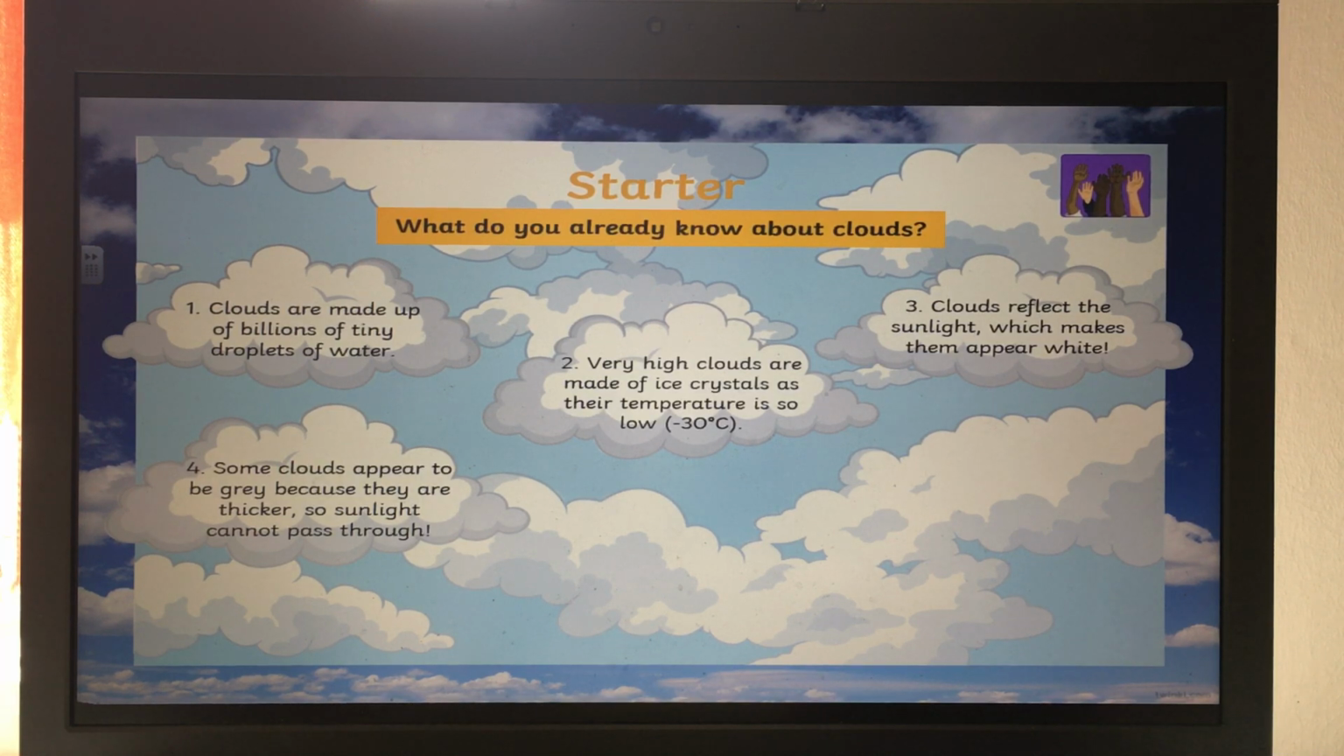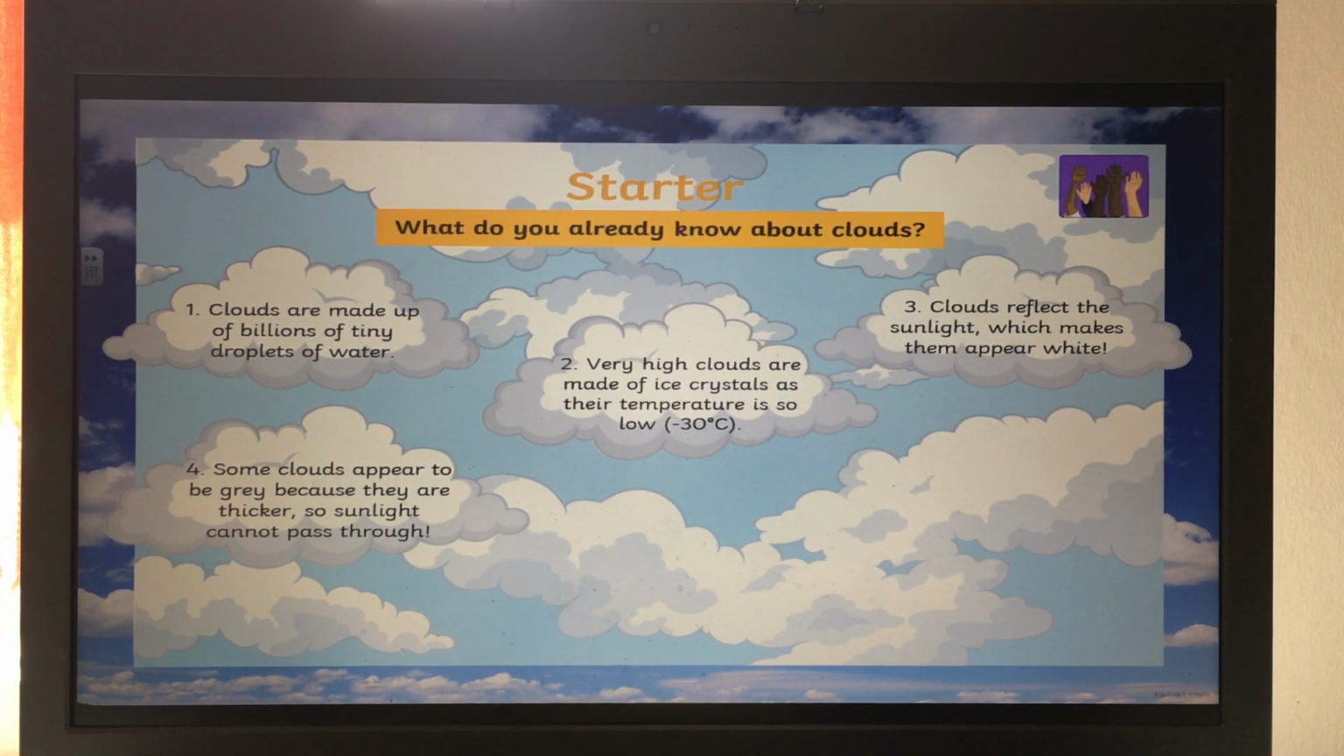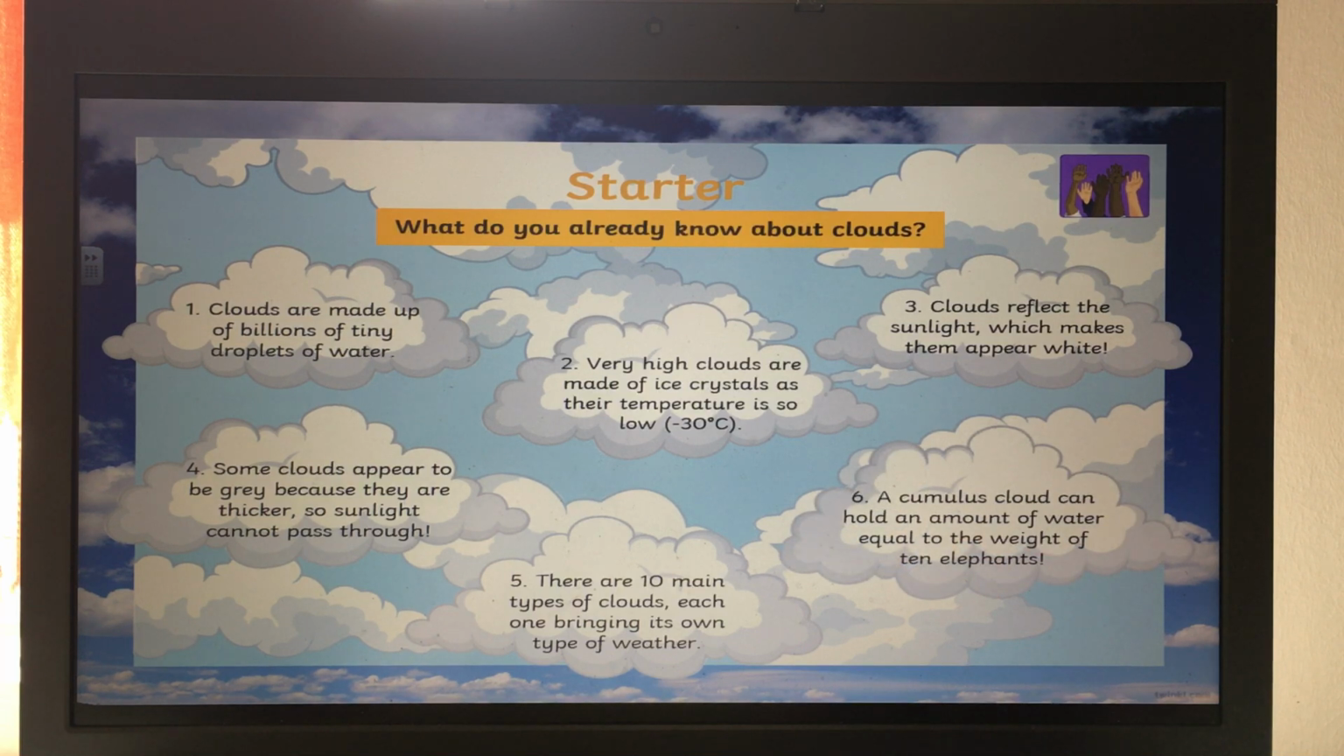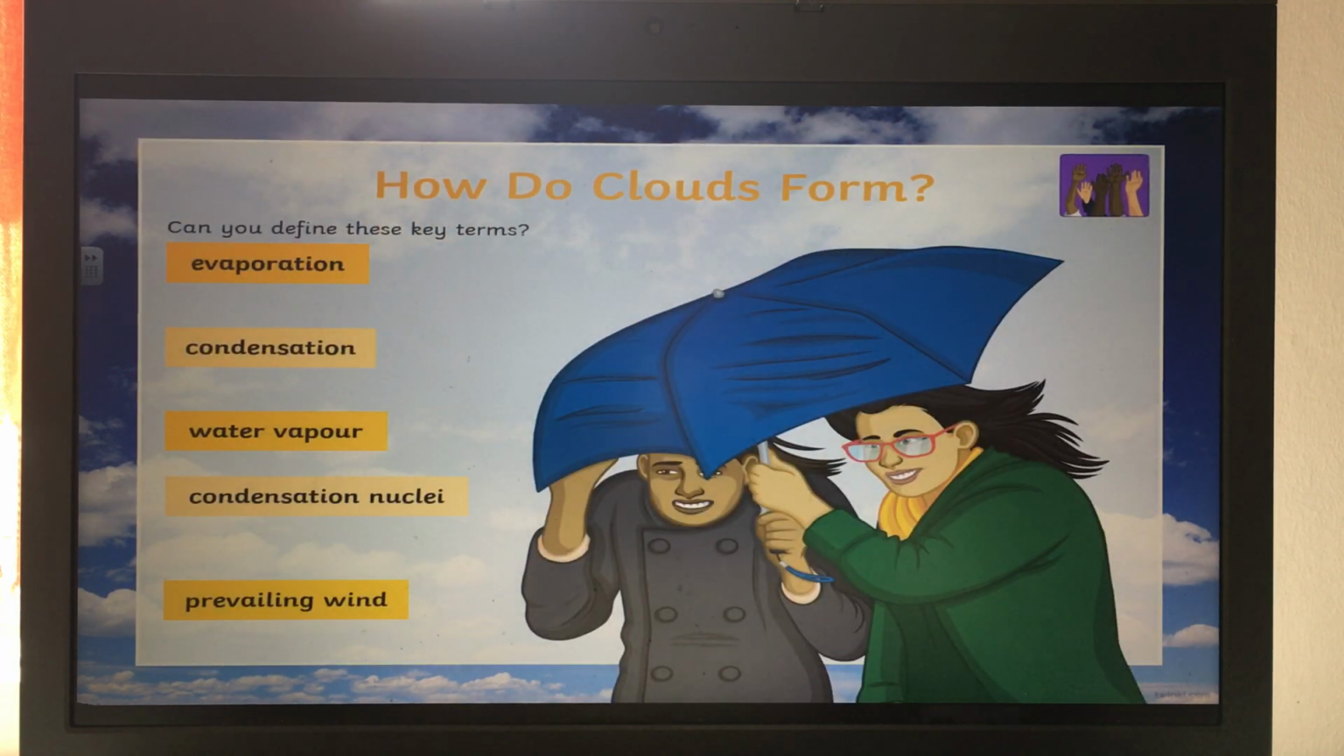Some clouds appear to be grey because they are thicker, so sunlight can't pass through. There are 10 main types of cloud, each one bringing its own type of weather. And a cumulus cloud can hold an amount of water equal to the weight of 10 elephants. I did not know that. That's heavy.